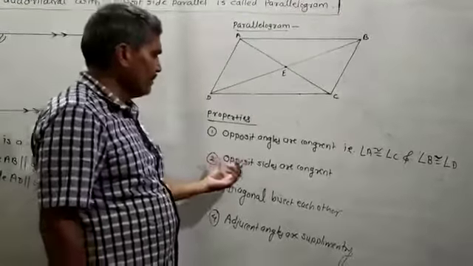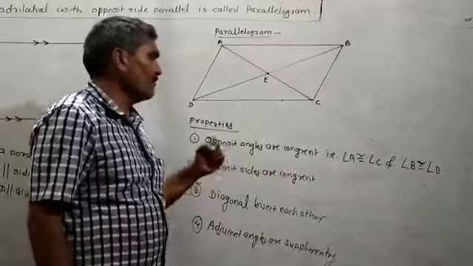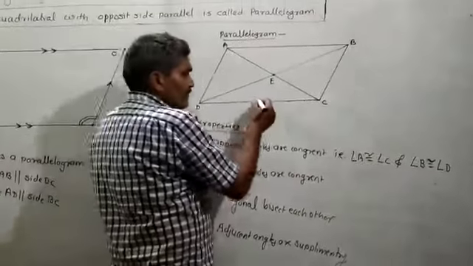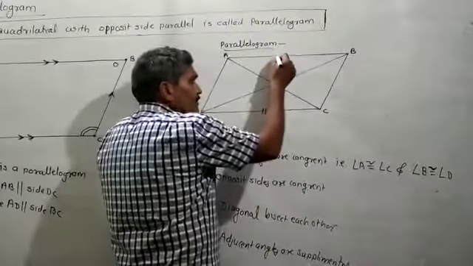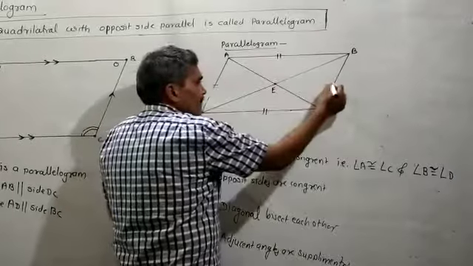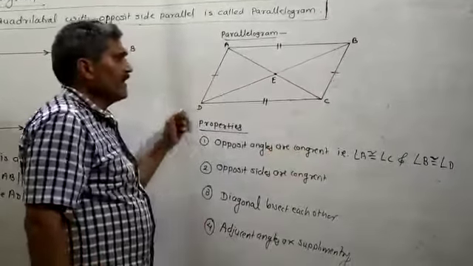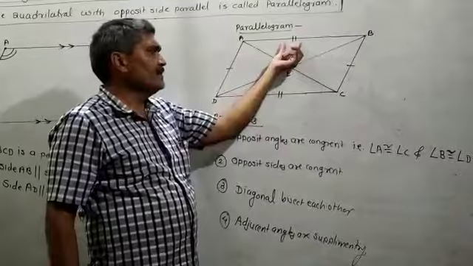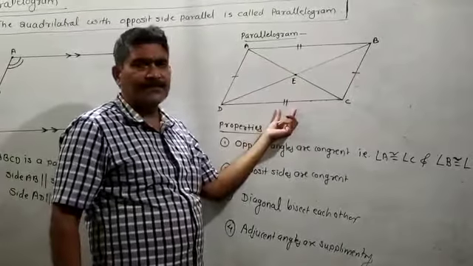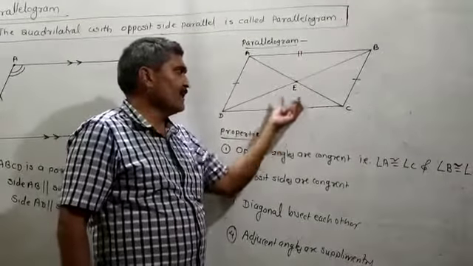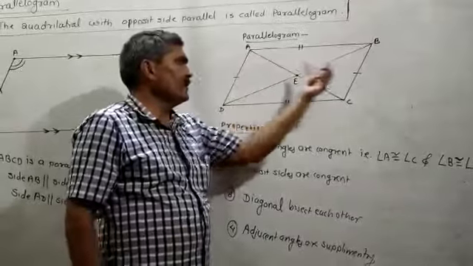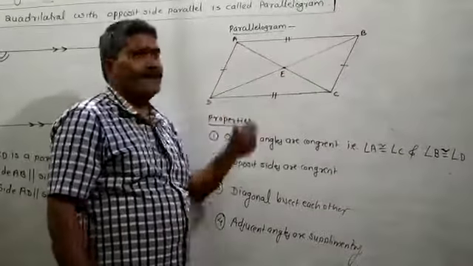Then the next property, opposite sides are congruent. So I will show by the identical mark. This side is congruent to this side and this side is congruent to this side. This identical mark shows that this is the two line identical mark. This one is also two line identical mark, and these are the opposite sides. This one is also the opposite side. One line identical mark, one line identical mark.